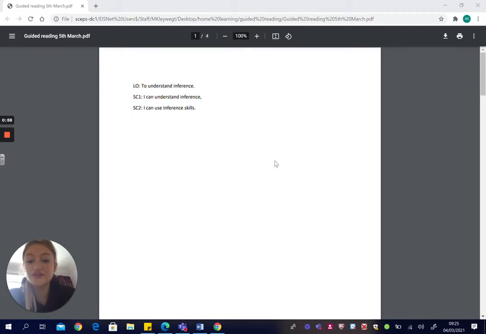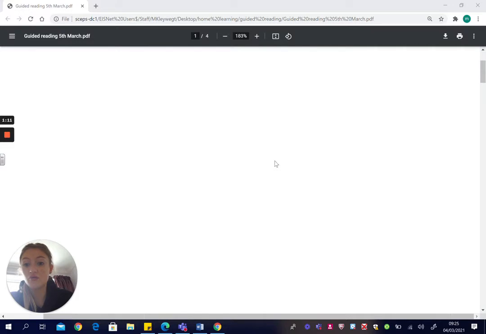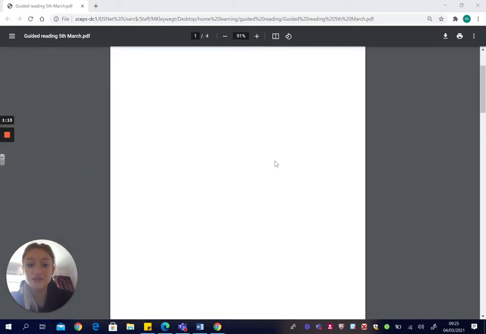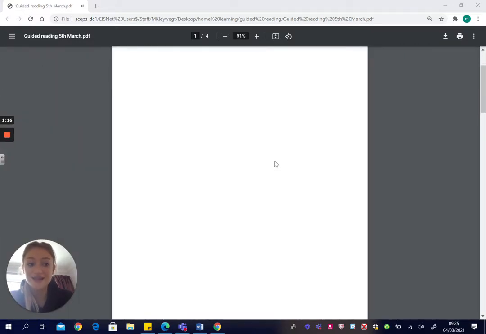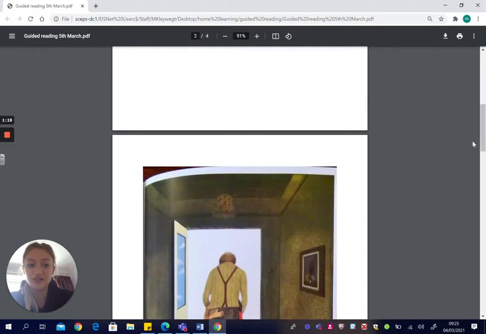Okay, so inference is all about using evidence within the text to make assumptions on a character's thoughts and feelings, okay? So we've gone through this most mornings every day this week, so hopefully you're beginning to feel quite confident with inference. So let me just make this a bit bigger. And today the part of the text is actually really short because it's the very end of the book.